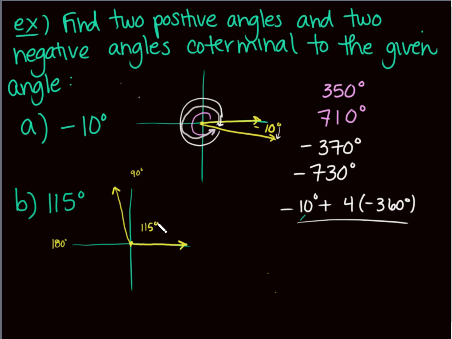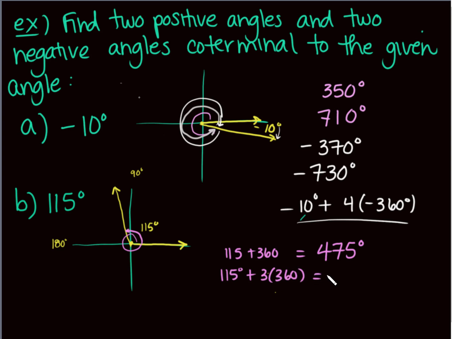So there's my 115 degrees. And again, if I want my two positive angles, I'm going to go all the way around to 360, and then add another 115. So I could do 115 plus 360. I can do that. Sarah, you can do that. That's 475 degrees. You can do that, right? And then I could add another 360.